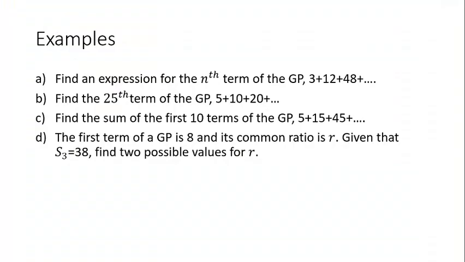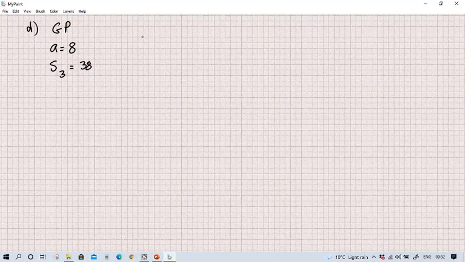In the final example, D, we're told that the first term of a GP is 8, and its common ratio is given by r. We're given that S3, the sum of the first 3 terms, equals 38. We're asked to find 2 possible values for r. In finding these, we could use the fact that S3 equals a plus a times r plus a times r squared. And we're told that equals 38.